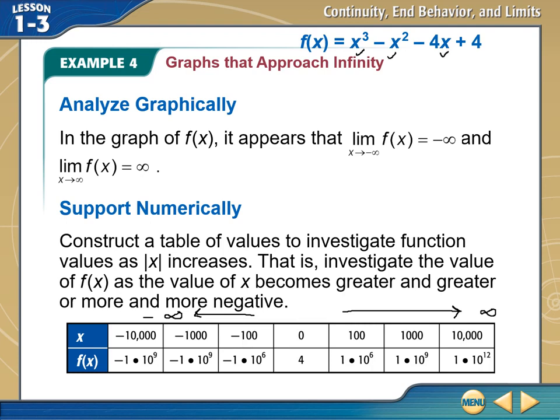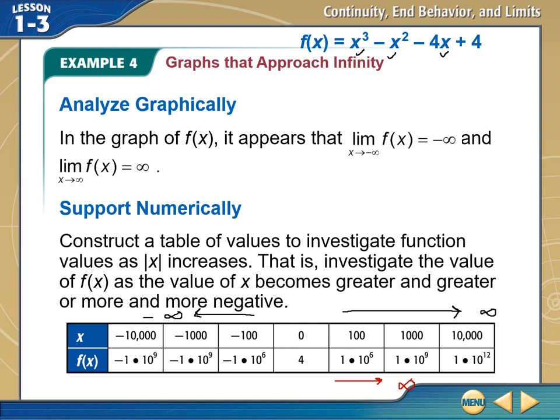And using your calculator, you will find out when you substitute 100, the number is 1 million. And when you substitute 1000, the number becomes 10 to the power of 9. When you substitute 10,000, the number becomes 10 to the power of 12. So what are you seeing is happening to y as x approaches infinity? Looks like it's also increasing towards infinity. It's increasing forever, and you can try more numbers.